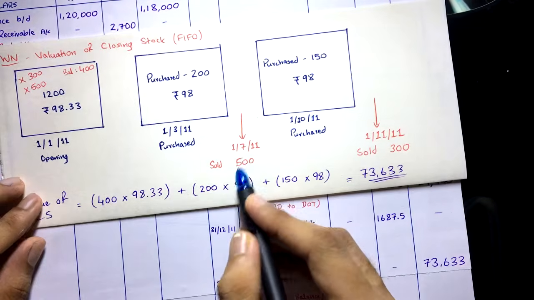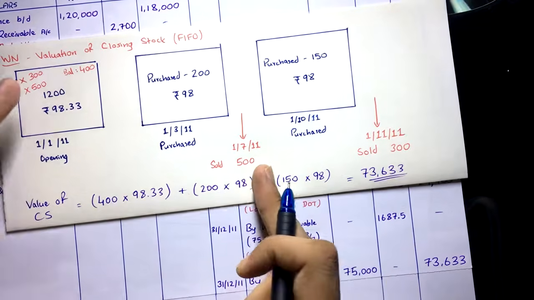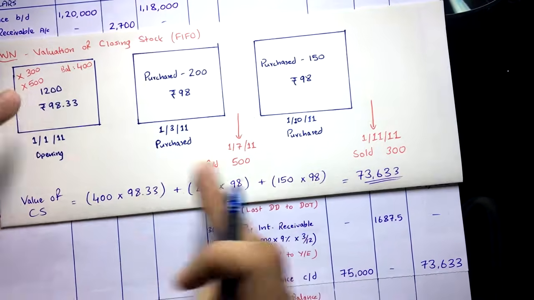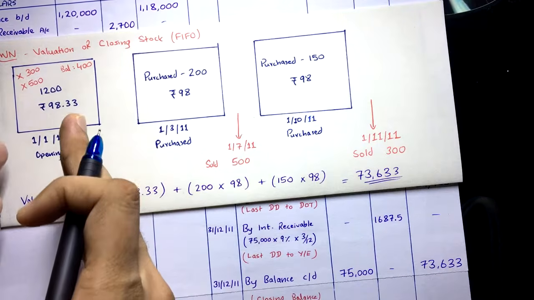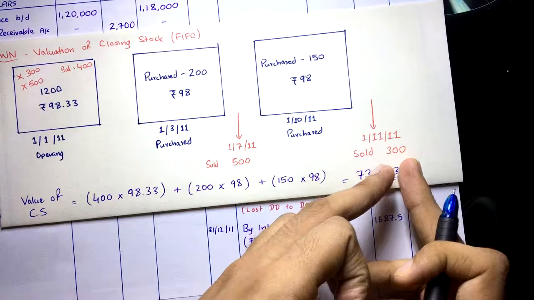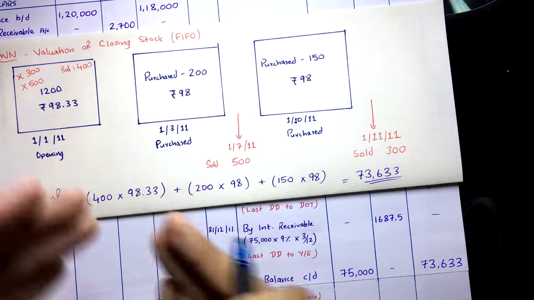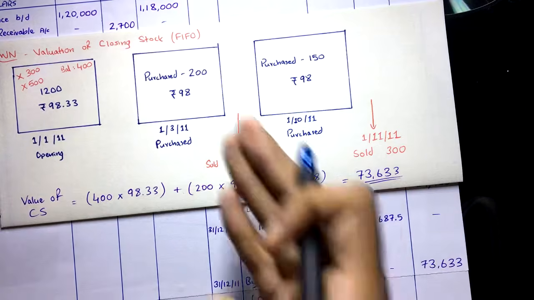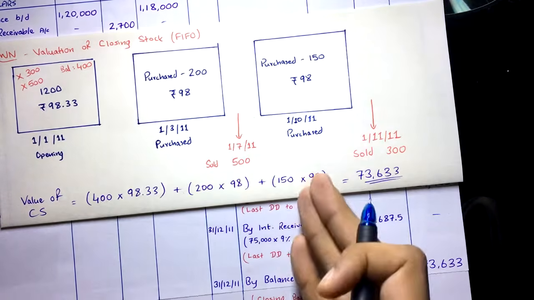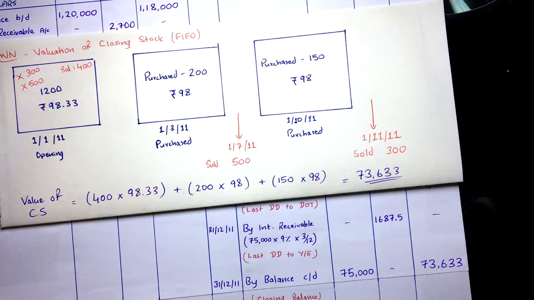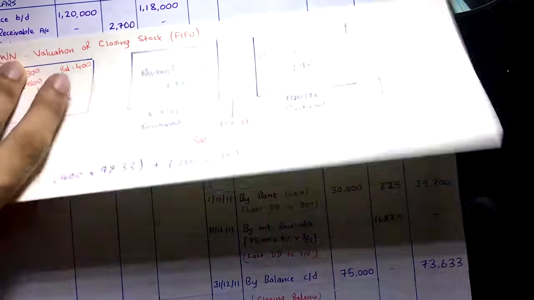Yeah, sold 500 quantity, it will come from the first lot. As long as the first lot doesn't finish, you have to keep using the first lot. Then 300 sold, take out from the first lot. Yeah, so the remaining balance is 400. So then use this simple equation: 200 into 98, 150 into 98, and here 400 into 98.333. Simple. So that's how you will calculate the closing stock as per the FIFO method.